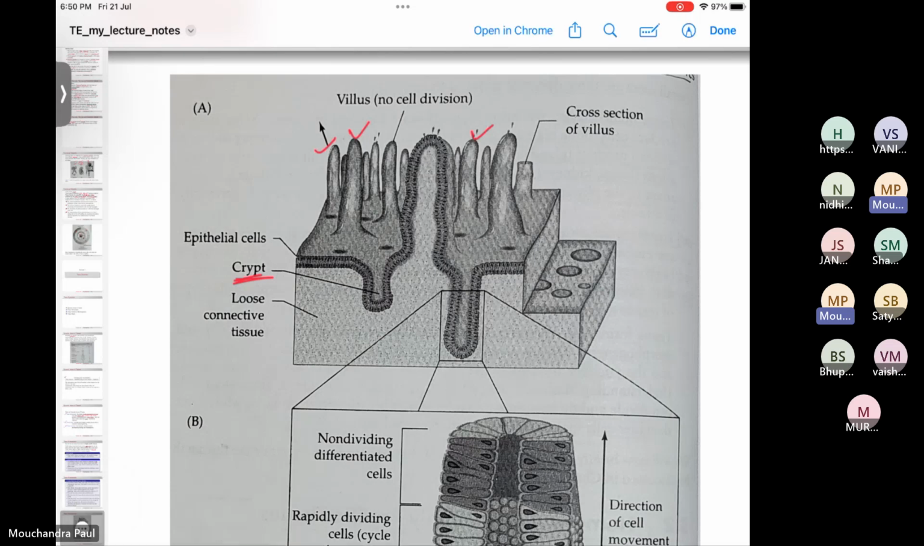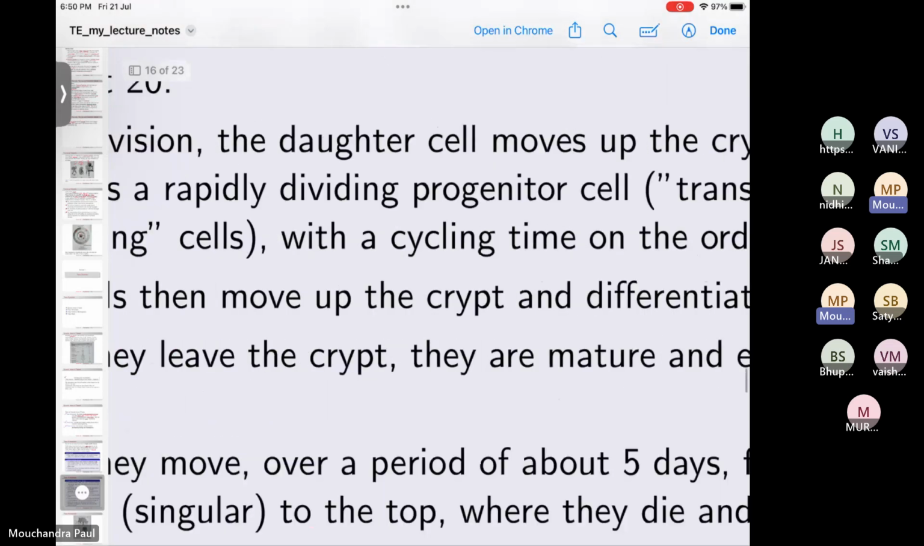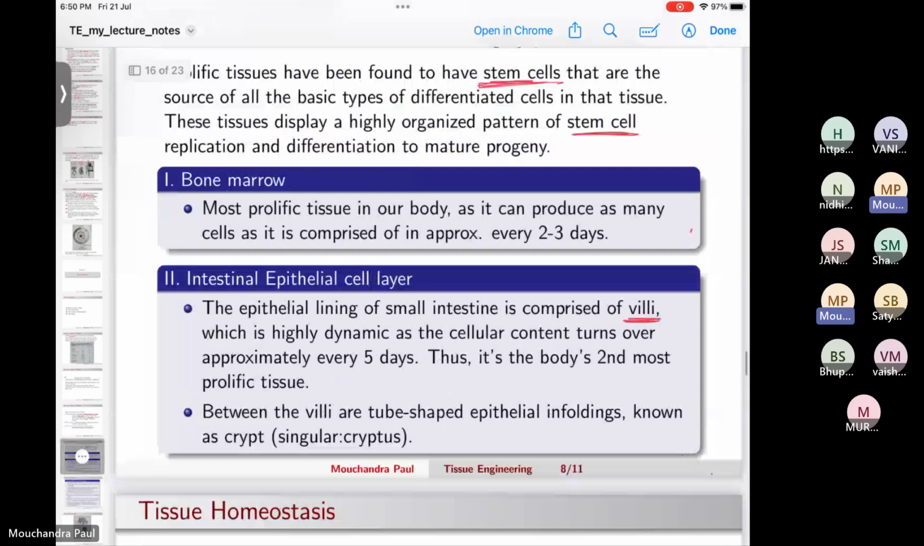Now this entire surface is highly dynamic in nature, because the cellular content turns over in approximately 5 days. Every 5 days, the entire small intestinal lining gets changed. That is why it is the second most prolific tissue in our body.